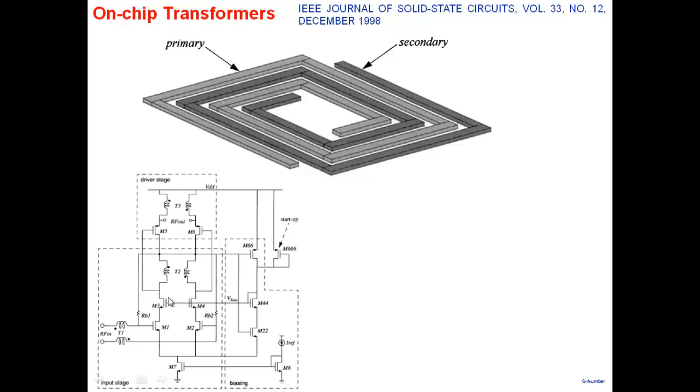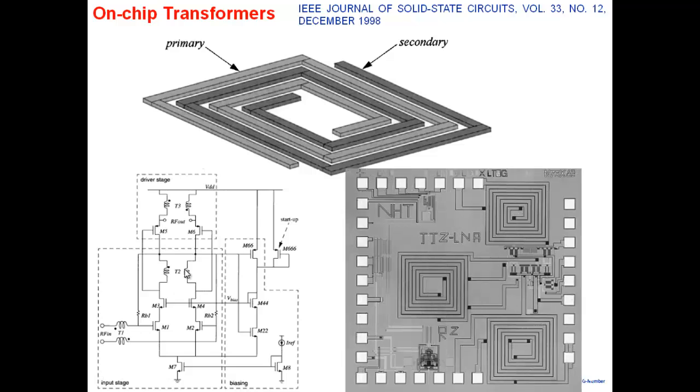Do we see another transformer? T2. You see 3 transformers. In this circuit, they require 3 transformers. And this is the layout of their amplifier. You see 1 transformer here, 1 transformer here, and 1 transformer here. 3 transformers. And plus other things, transistors and all that would be there.